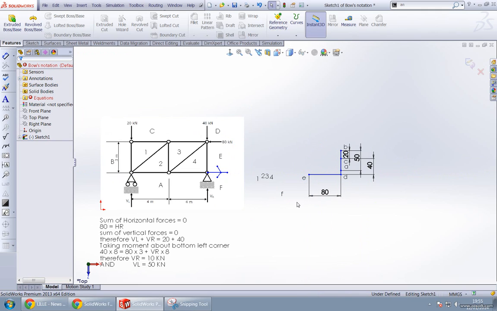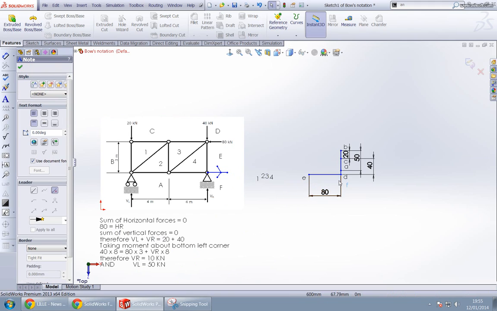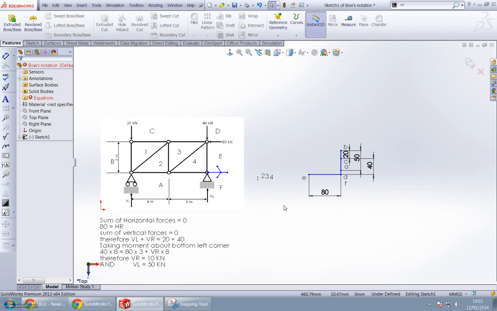Now we have to go back from E to F with HR, sorry, standing here. Where is HR? HR is here. HR is 80 kilonewton. So from E to F we go back towards the right side, and we get the point D and F as the same point here. So almost half of our procedure is done.